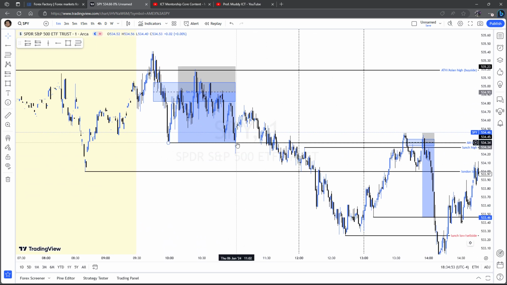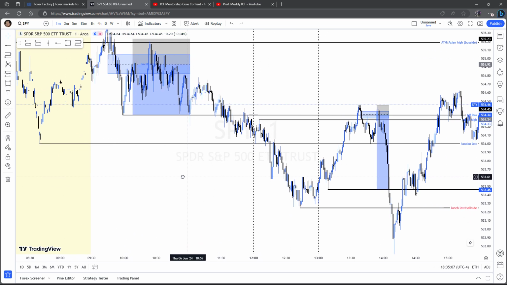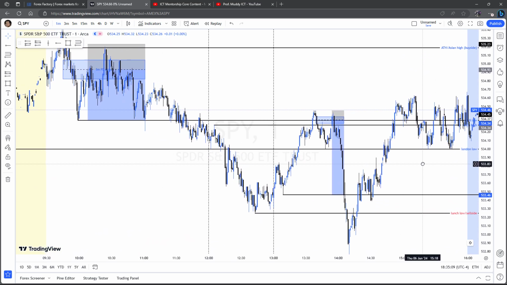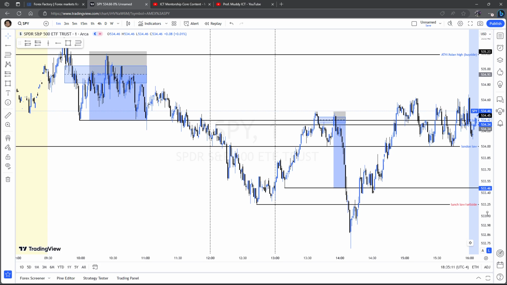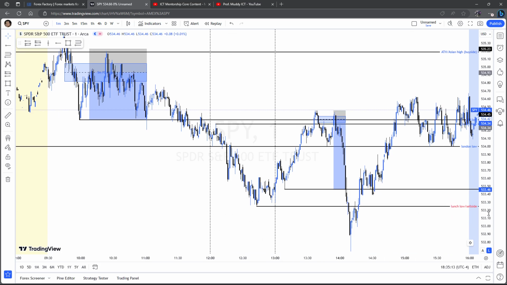It was already late at this point, 11. I don't really like to hold my trades past 11, so didn't want to be too greedy, took my money and ran. But let's say you did hold all the way to lunch, which I probably never would. TP hit that London low, took that out, target hit. But yeah, I took my money and ran there, waited for the PM session.